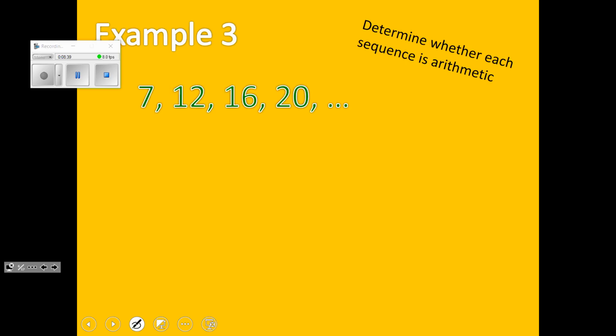Is it arithmetic? No. What are we adding here? Plus 5 and then, uh-oh, so you can stop right there. It's no. Okay. One more, and then we will move on.